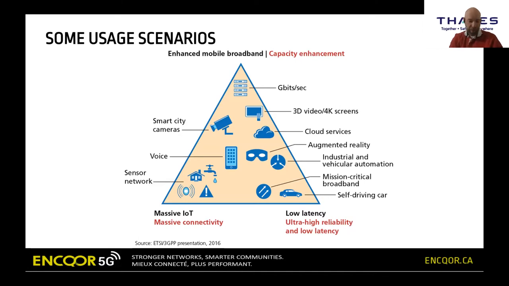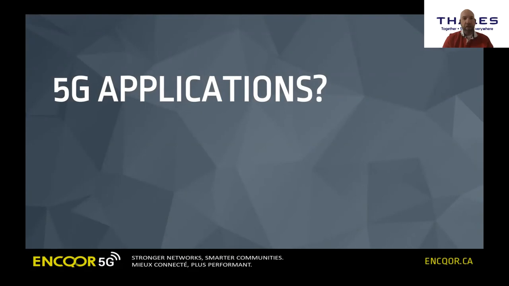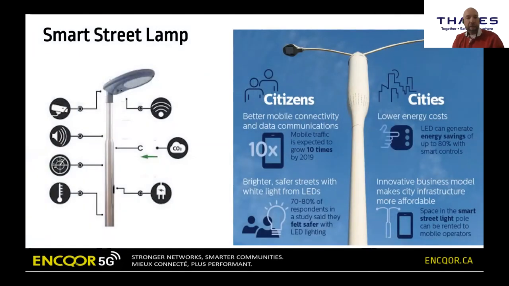A couple of applications that you find in 5G allow you to have the smart street lamp. In the smart street lamp, you can have a CCTV connected on that. You can have an environmental device that will take CO2, noise, and so on to know what it is. You can have an antenna directly there to make available the 5G of tomorrow.